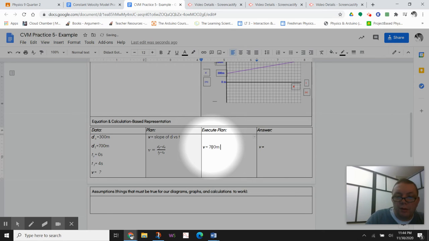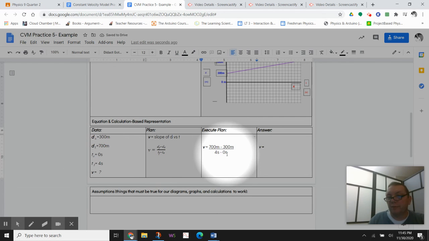And notice every time I have a number, I also have a unit of measure. I don't just leave it as 700 or 300. I put the M on there for meters. Then below it, I'm going to go with TF minus TO, or 4 seconds, 0 seconds. And then to show this, I'm just going to do Control U to underline it. That kind of looks like a fraction bar.